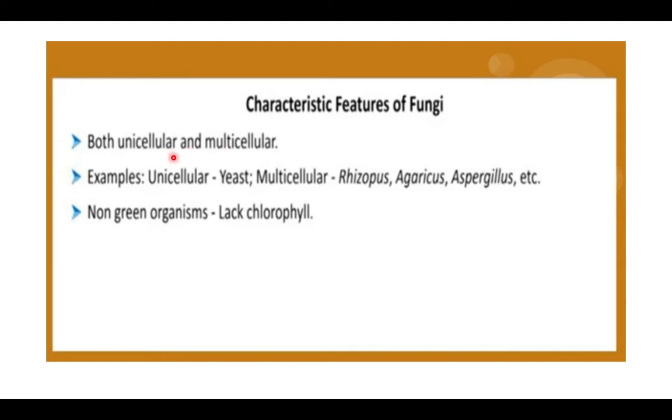Unicellular fungi are not visible. It can be viewed only with the microscope. Multicellular fungi can be easily viewed through our eyes. Example for unicellular is yeast. Example for multicellular is Rhizopus, Agaricus, Aspergillus, etc. And they are non-green organisms. They lack chlorophyll. We discussed about algae. Algae contains chlorophyll pigment, but fungi is not having chlorophyll.